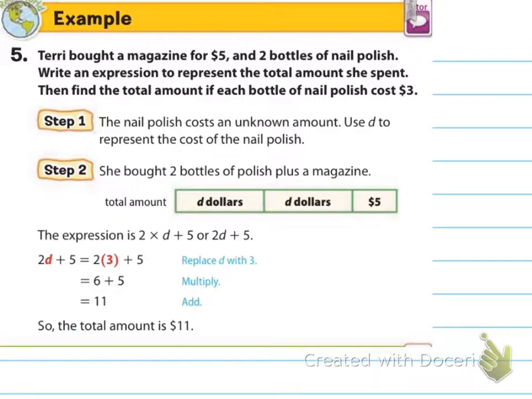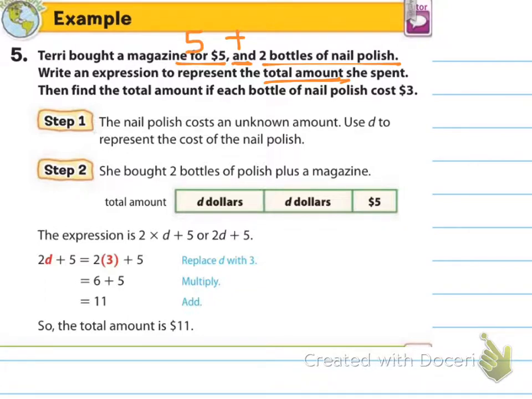So 4P plus 3 is the answer. Example number 5. Terry bought a magazine for $5 and 2 bottles of nail polish. Write an expression to represent the total amount that she spent. Then find the total amount if each bottle of nail polish is $3. So Terry bought a magazine for $5 and 2 bottles of nail polish. If we're combining the total amount that Terry bought and trying to figure out how much she spent, the total, that's telling us we're going to use addition. So where this word and is, I'm actually going to be doing my plus sign. So I've got my $5 for the magazine and then 2 bottles of nail polish.